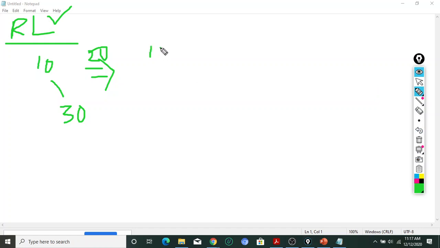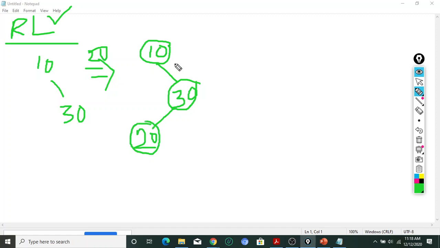10 is my root node, no problem, 30 is there. Then if I add 20, first we compare with 10, then we move to the right hand side, then we put the node on the left hand side. Look at this: this is the right subtree, and L is left. So we are adding this node at the left subtree of the right subtree of the root node. Understood?